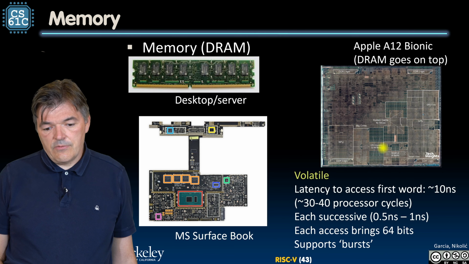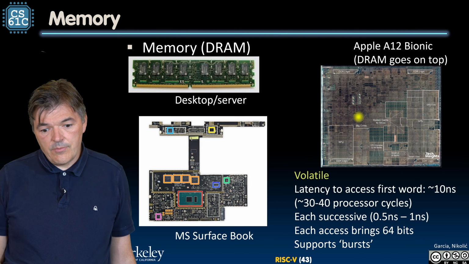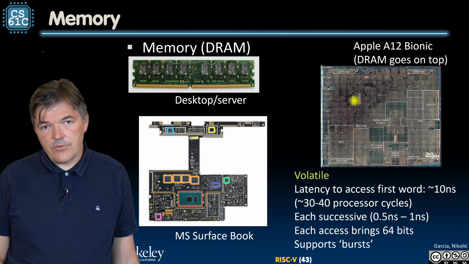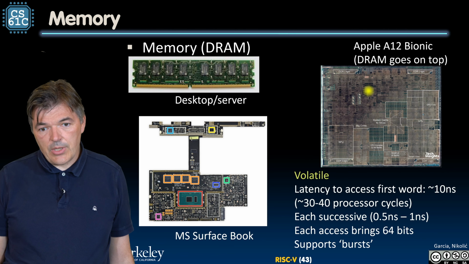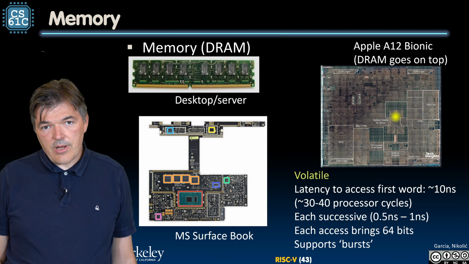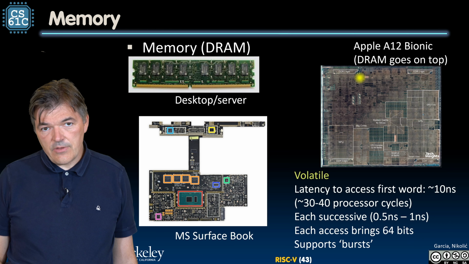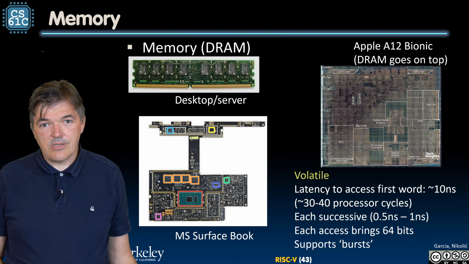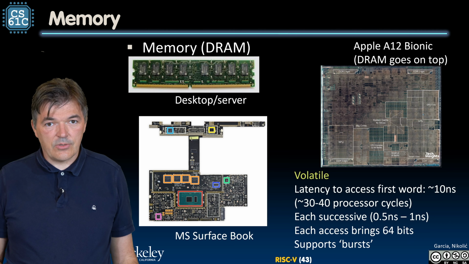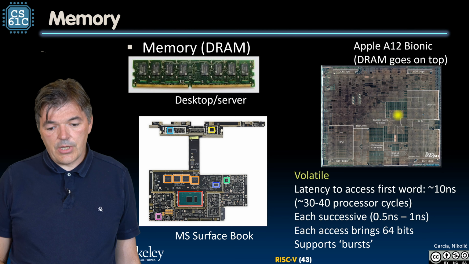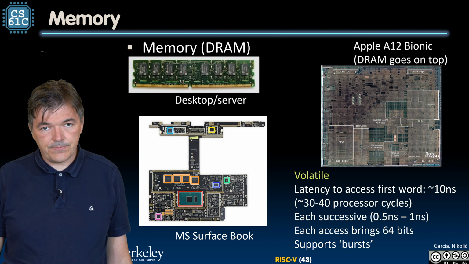In the case of mobile phones like the Apple iPhone, and in this case a few-year-old Apple A12 Bionic, it fits 4 DRAM chips on top of it. It uses DDR interfaces, which is one of the protocols used for talking to a DRAM. 4 DRAM interfaces connect to 4 DRAM chips that are placed on top of the microprocessor.